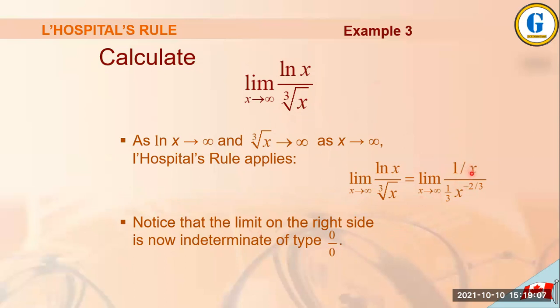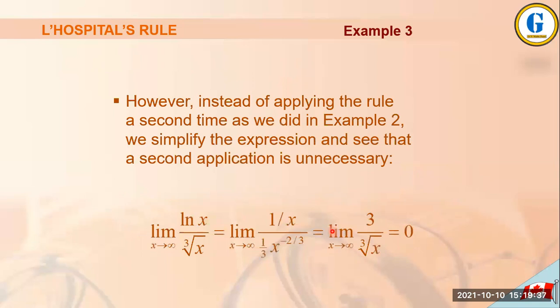So at this point, the limit on the right is still indeterminate. If you put infinity here, you have 1 over infinity, which is 0. For the denominator, the minus 2 on 3 power, we can write as 1 over that, which gives 1 over infinity, which is still 0. This gives us the type 0 over 0. So what do we do now? We differentiate again. When we differentiate again, we obtain 3 over the cube root of x. So as x tends to infinity, we have 3 over infinity, which is 0. This limit now becomes equal to 0.